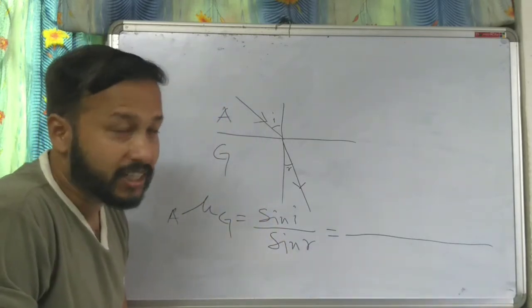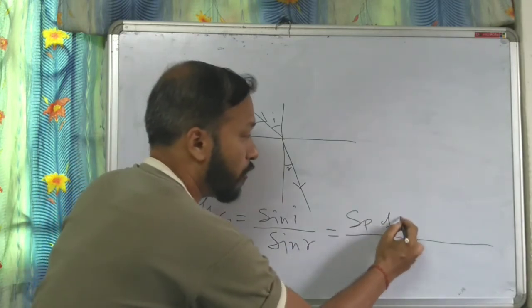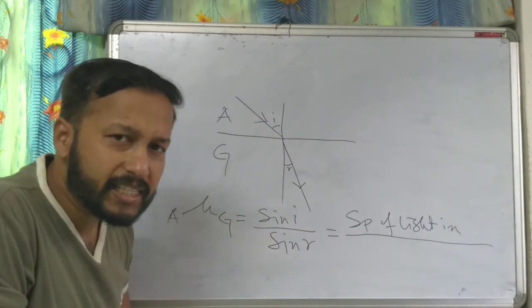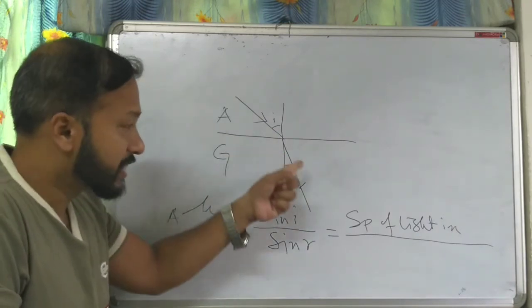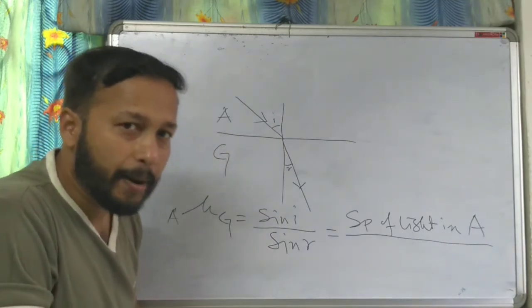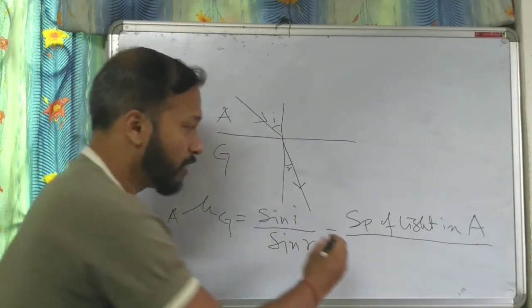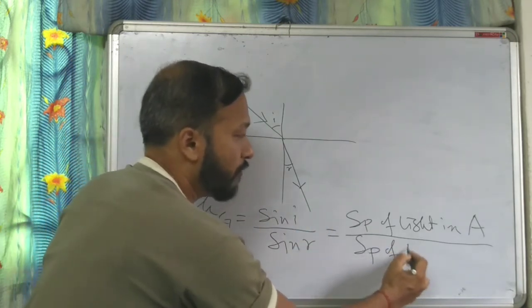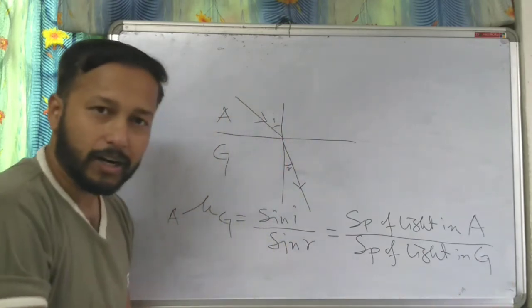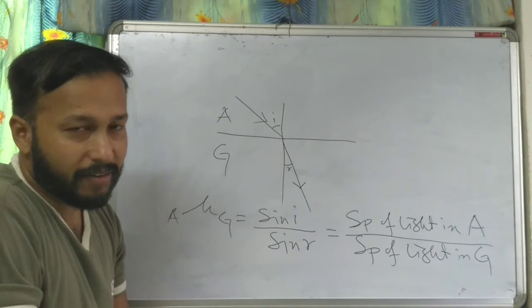We can also write that the speed of light, from which medium light is coming? From air it is coming. So we'll write speed of light in air, by which medium light is entering? Glass. So we'll write speed of light in glass. Understood? So you have to also know this formula. Fine.